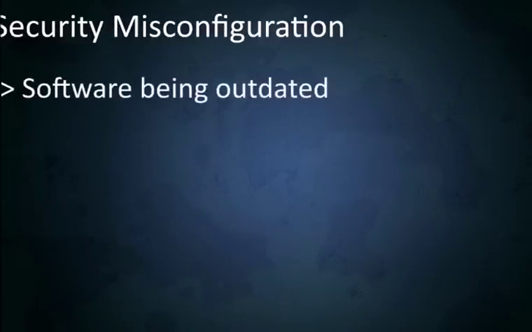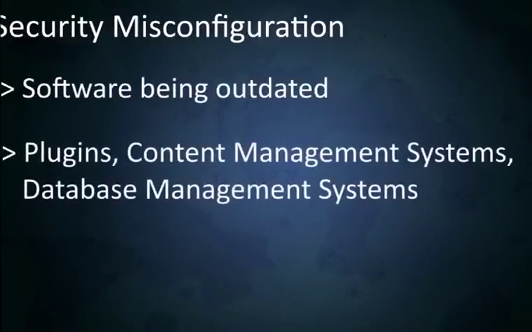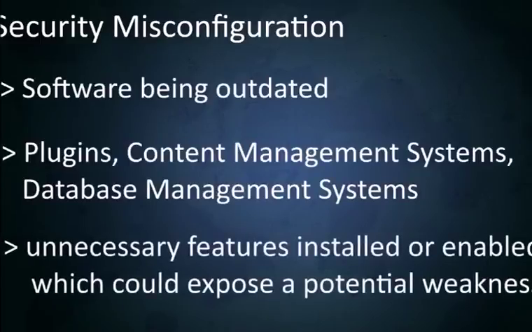At number 5 we have security misconfiguration, which is to do with software being out of date such as plugins, content management systems, database management systems, etc., as well as unnecessary features installed or enabled which could expose a potential weakness. This is a common security weakness that is easy to detect, which is why keeping your software up to date and disabling any services that are not used is important.